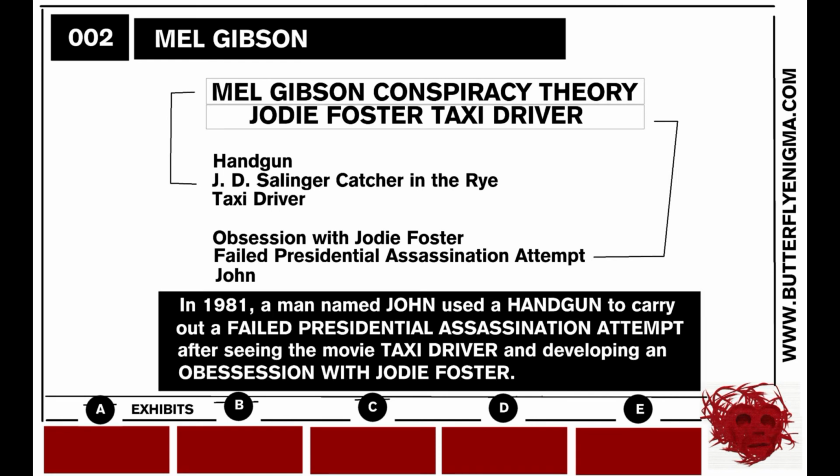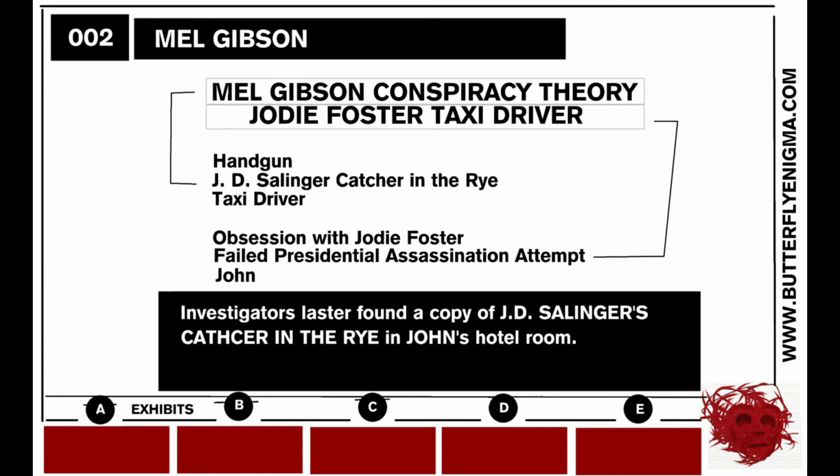In 1981, a man named John used a handgun to carry out a failed presidential assassination attempt after seeing the movie Taxi Driver and developing an obsession with Jodie Foster. Investigators later found a copy of J.D. Salinger's Catcher in the Rye in John's hotel room.